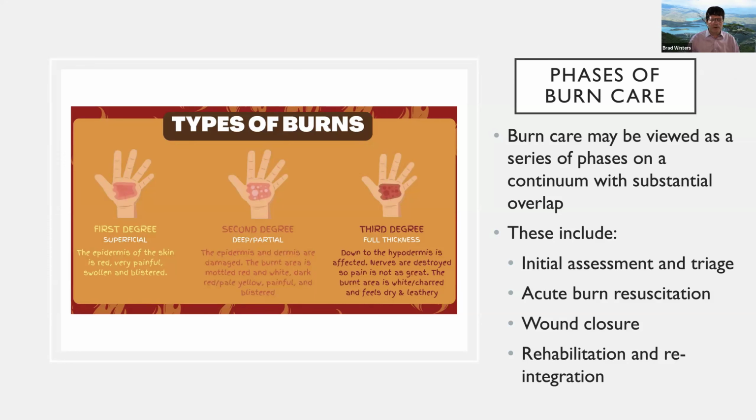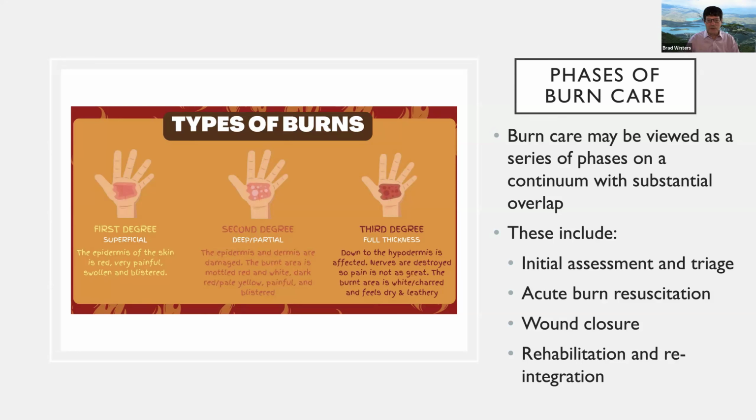Second degree burns can be broken down into both what are called deep and partial. The epidermis and the dermis are damaged, and the burnt area is usually mottled and red mixed with blanched areas and dark red and pale areas. It is also painful, and it also blisters a lot like first degree burns do. Patients who land in the ICU with burns often have a large component of their burn involving second degrees. They also may have some small areas of first degree, but second degree burns are frequently a major presentation piece.